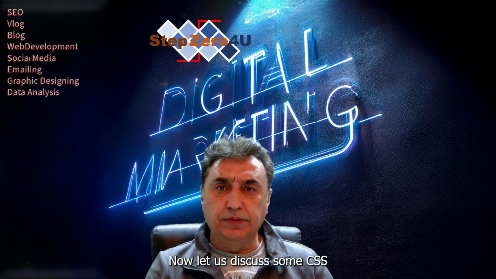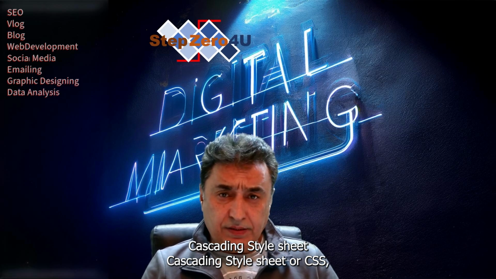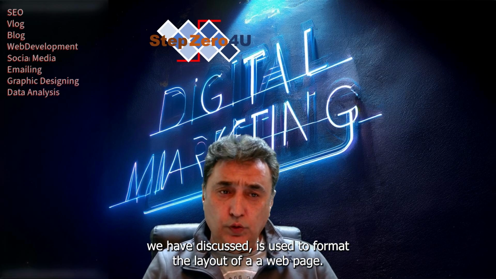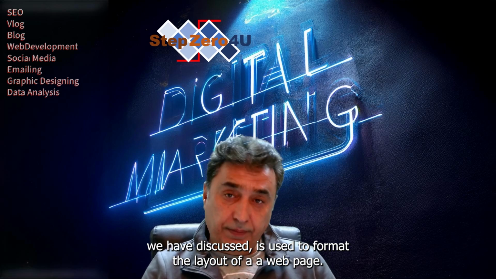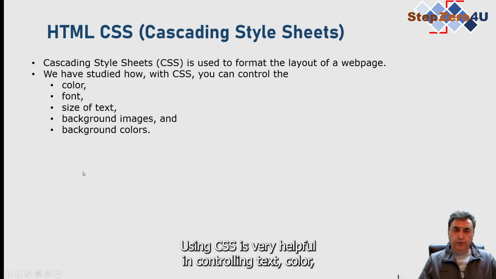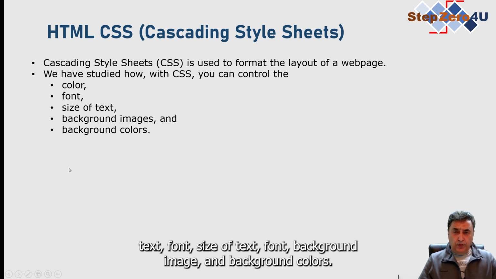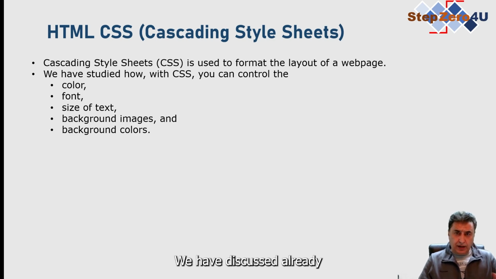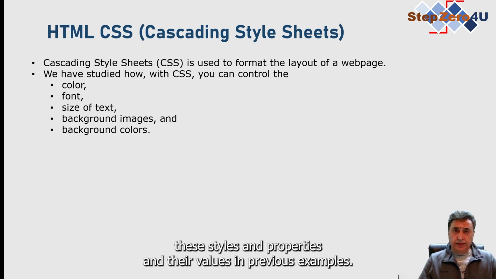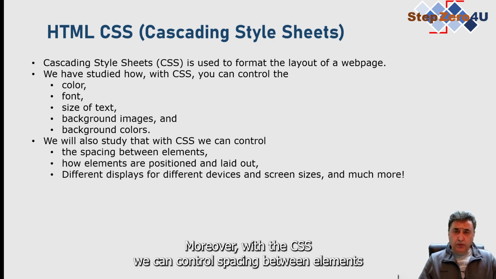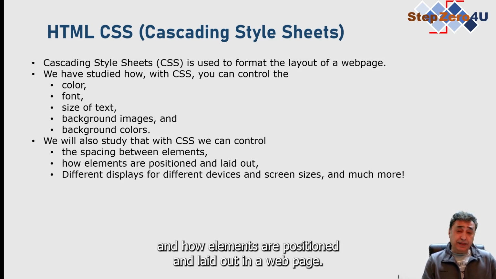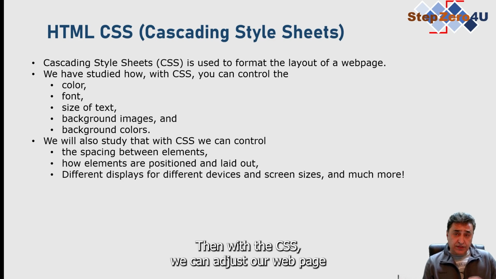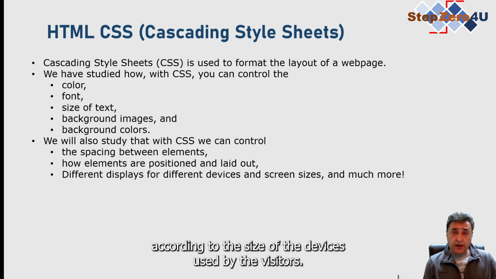Now let us discuss some CSS, cascading style sheets. Cascading style sheet or CSS, as we have discussed, is used to format the layout of a web page. Using CSS is very helpful in controlling text color, text font, size of text, background images and background colors. We have discussed these styles and properties and their values in previous examples. Moreover, with CSS we can control spacing between elements and how elements are positioned and laid out in a web page. Then with CSS we can adjust our web page according to the size of the devices used by the visitors.